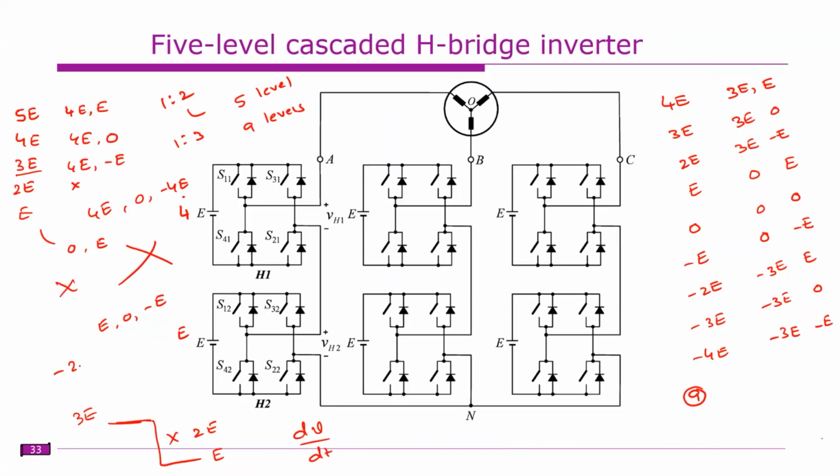Similarly, you will not get minus 2E. So 2E level plus 2E level or minus 2E level, you cannot obtain. So these things are not possible. So that's why the 1:4 combination is not present.